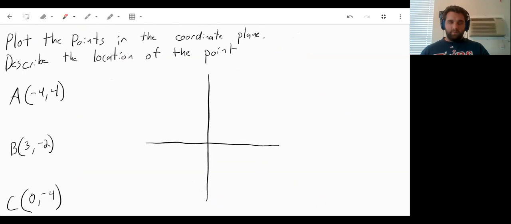So for point A, we would first go left 4 and then up 4. So A is going to be right here. To describe your location, you can say from the origin, because you always want to say, if you're giving directions, always say where you're starting from. So from the origin, you can say left 4, up 4. You can draw arrows and point left 4, up 4. As long as you separate them by commas, I'll know what you mean, and that makes sense. You can also say it's in quadrant 2. And just make sure you say that using those Roman numerals.